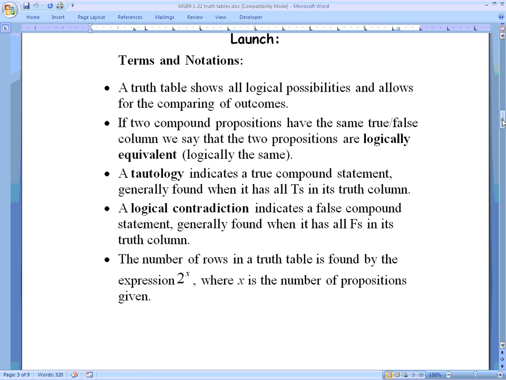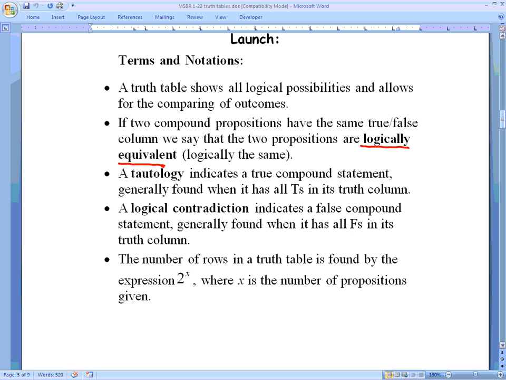Now these problems can take a little bit of time to do, especially when you're first starting off. So I'm going to give you these terms of notation to start with. I'm going to give you a basic definition of what the truth tables look like, and we'll do one example together, and then the remaining examples on the slideshow we will work on next class. So a truth table shows all logical possibilities and allows for the comparing of outcomes. If two compound propositions have the same true-false column, we say that the propositions are logically equivalent, meaning that they're logically the same. They have the same outcomes.